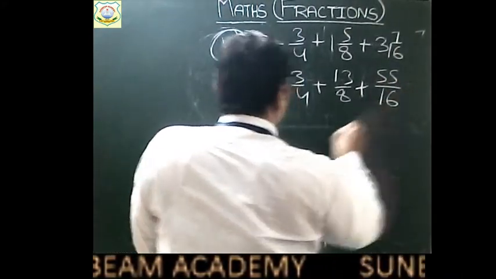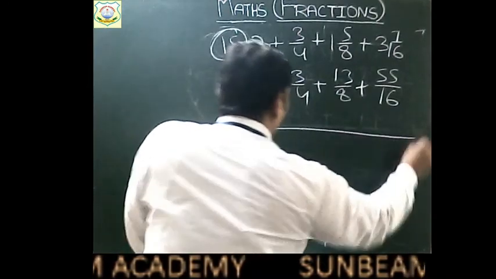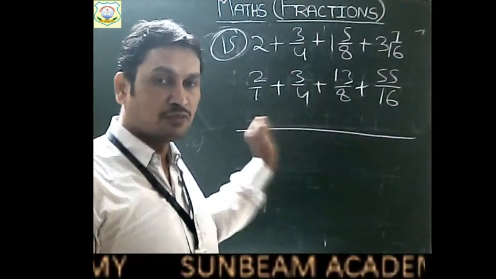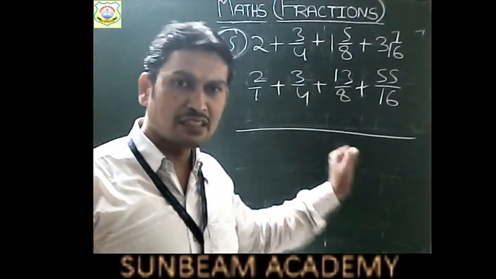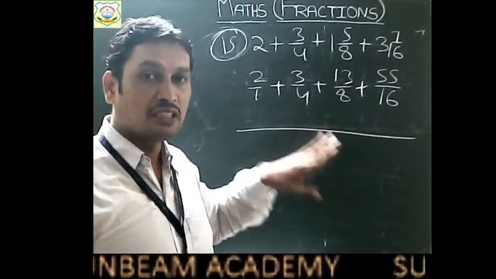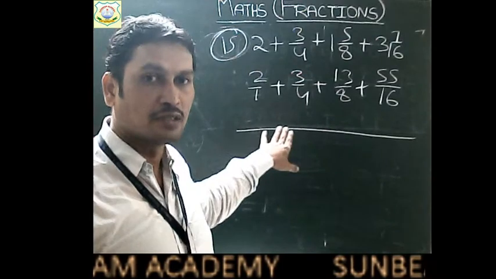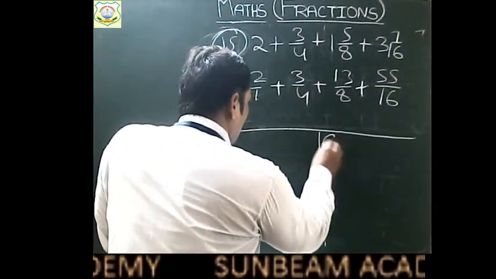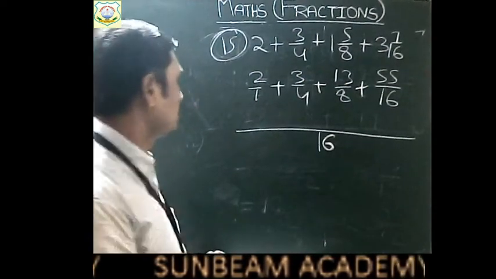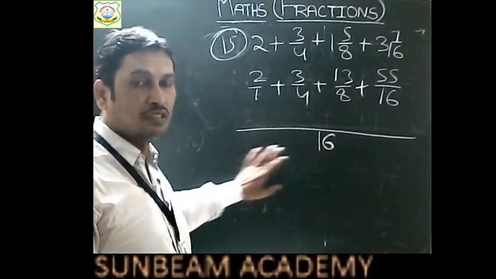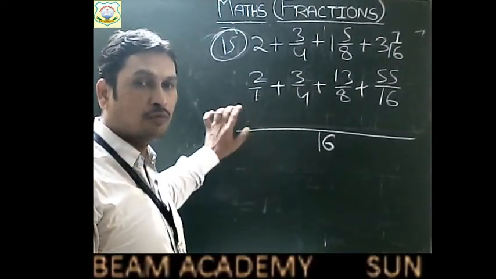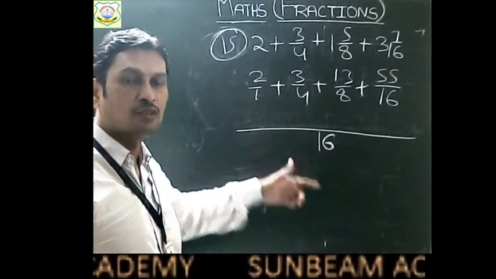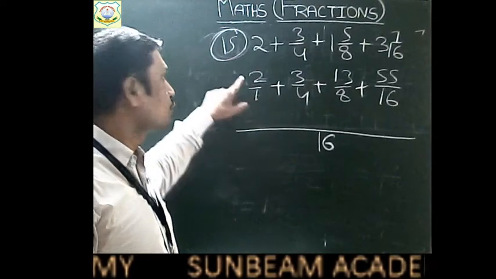Now, children, find the LCM of 1, 4, 8 and 16. And the LCM of all of these 4 numbers is 16 only, because 16 is divisible by all of these 4 numbers. Okay. So the denominator will be 16 only. Now, follow the same process. Divide the LCM by the denominator. Okay. 16 divided by 1 will be equal to 16, and 16 into 2.